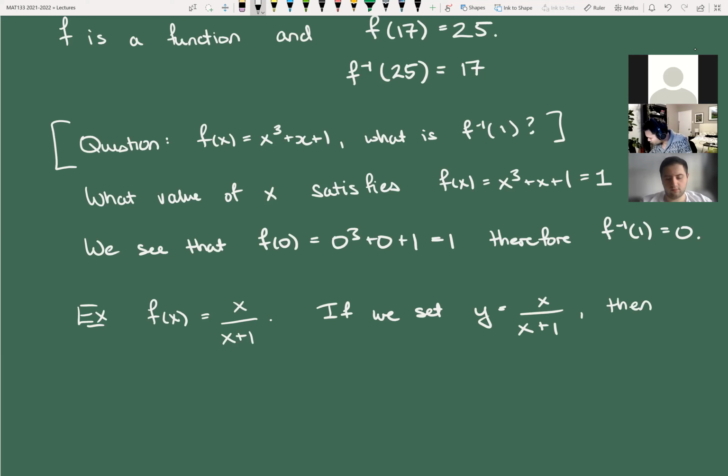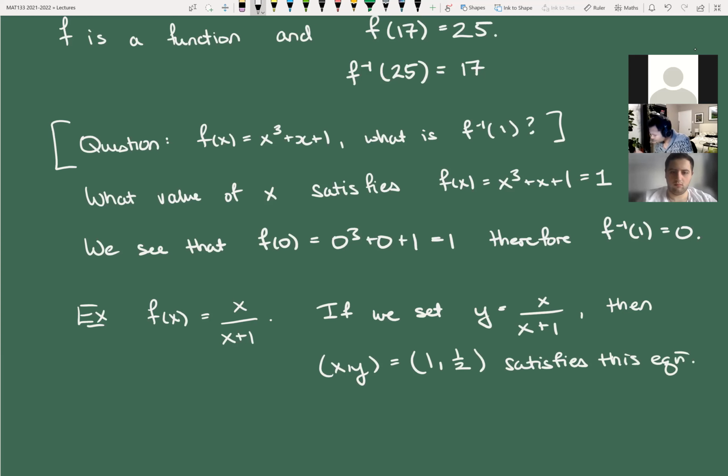So I claim, for example, that this is an equation, and that the pair x equals 1, y equals 1/2 satisfies this equation. You all agree, right? If I plug x equals 1 into this equation, I get y equals 1/2 out. So if I plug x equals 1 into this and y is equal to a half, I get a half is equal to a half. Therefore, this satisfies this equation, right?